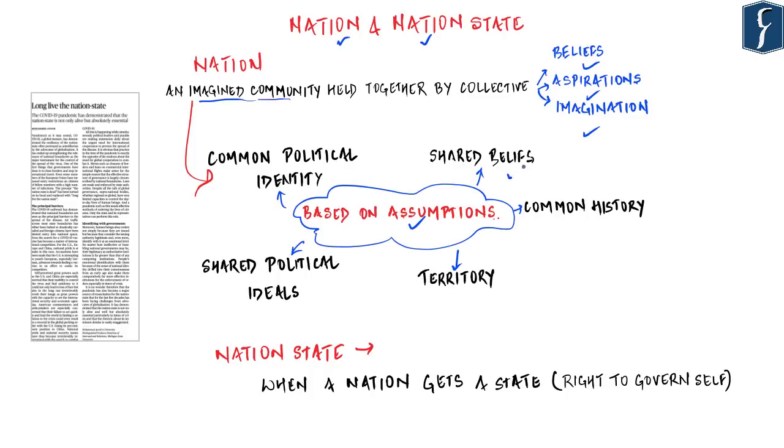Now, the first is the shared belief. A nation exists when its members believe that they belong together. And the sense of belongingness comes from the idea of collective identity and a vision for the future of a group which aspires to have an independent political existence. Similarly, common history is also very important. People who see themselves as a nation also embody a sense of continuing historical identity.